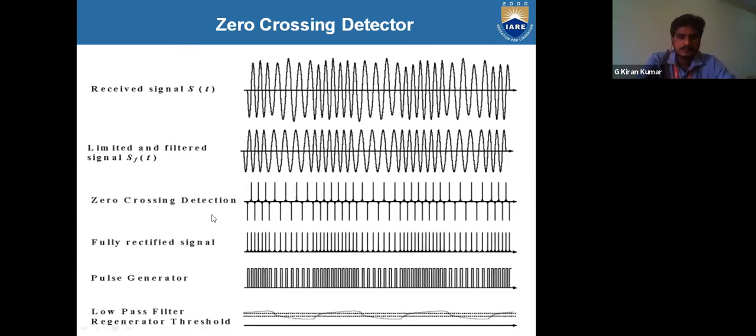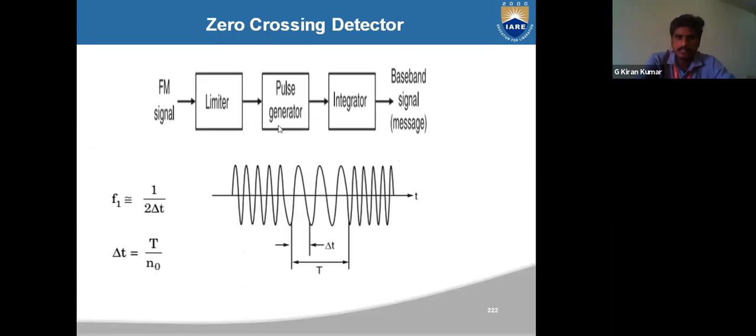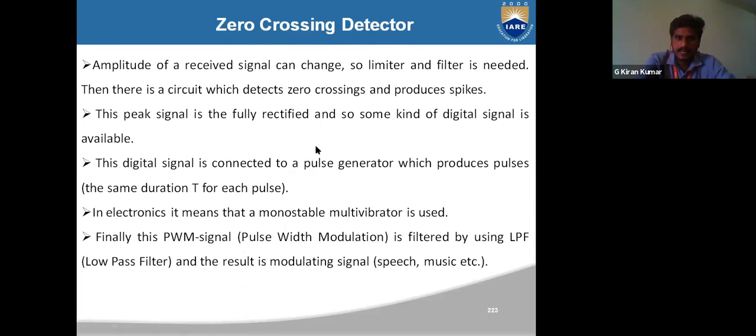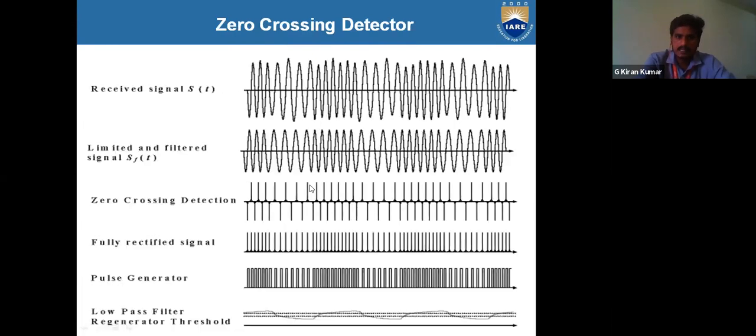After zero crossing detection, the pulse generator generates pulses. For each and every successful crossing of the zero level of the limited signal, you will get a pulse. These are all the time slots for the zero crossings of this particular signal. At this particular time our signal is at zero, and here our signal has crossed zero.